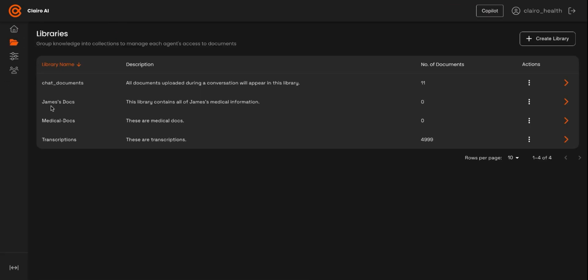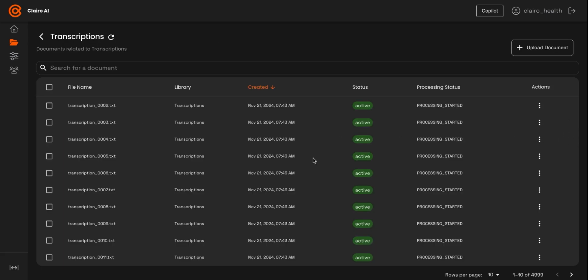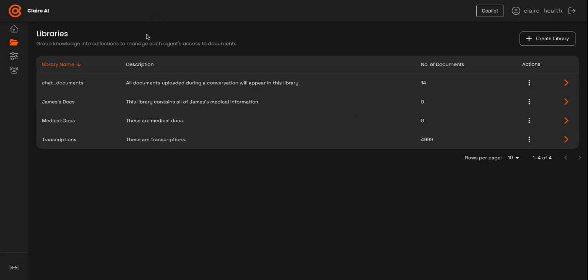Just to show you quickly in the library system, I talked about the transcriptions here, about 5,000 different transcriptions that have all been ingested by the doctor. So this is a good example of how you can look at a certain domain and design various agents that really help speed up different processes.